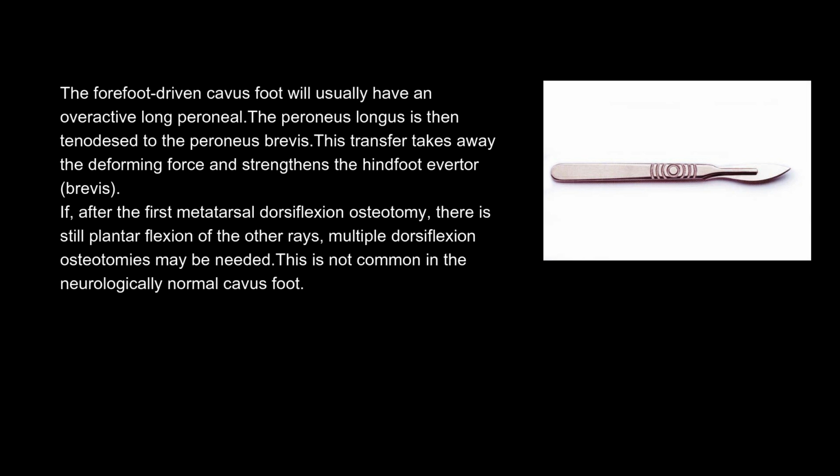The forefoot-driven cavus foot will usually have an overactive long peroneal. The peroneus longus is then tenodesed to the peroneus brevis. This transfer takes away the deforming force and strengthens the hindfoot evertor, brevis. If, after the first metatarsal dorsiflexion osteotomy, there is still plantar flexion of the other rays, multiple dorsiflexion osteotomies may be needed. This is not common in the neurologically normal cavus foot.